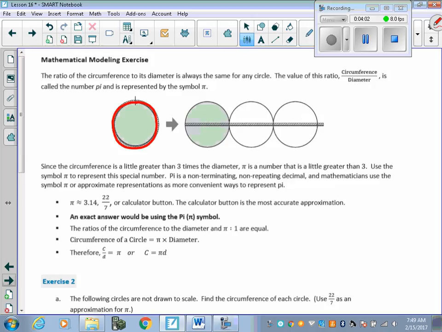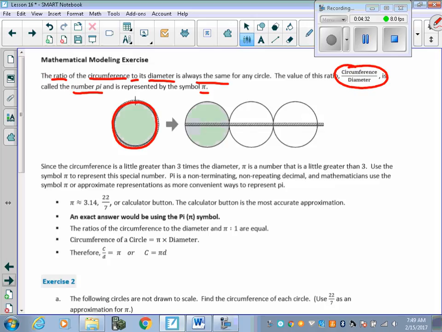Now, as you can see, the ratio of the circumference to the diameter is always the same. And that's that favorite symbol, pi. So the ratio of circumference over diameter is called the number pi, and is represented by the pi symbol. It's a Greek letter, the 16th letter of the Greek alphabet, pi.